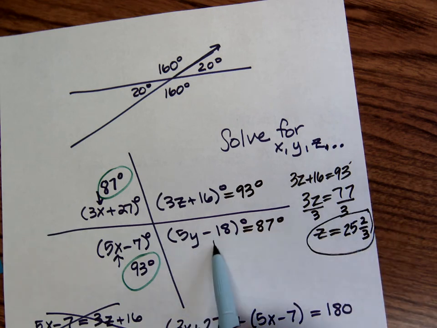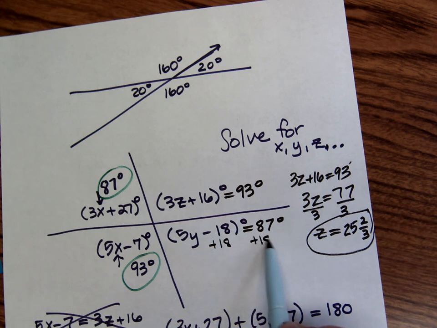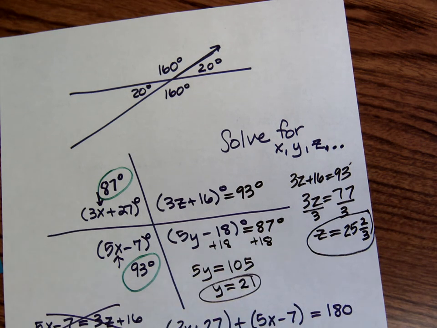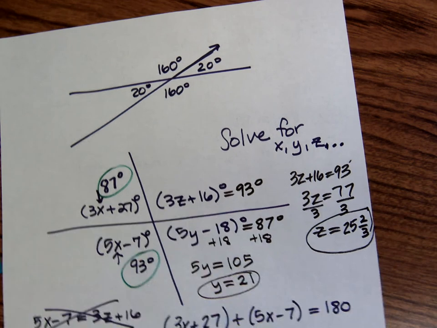And here I can add 18 to both sides. 5y equals 105. This one at least will come out a whole number. We really should go ahead and plug that back in and see if we get the right thing. And I think we will in both cases. And that's it.